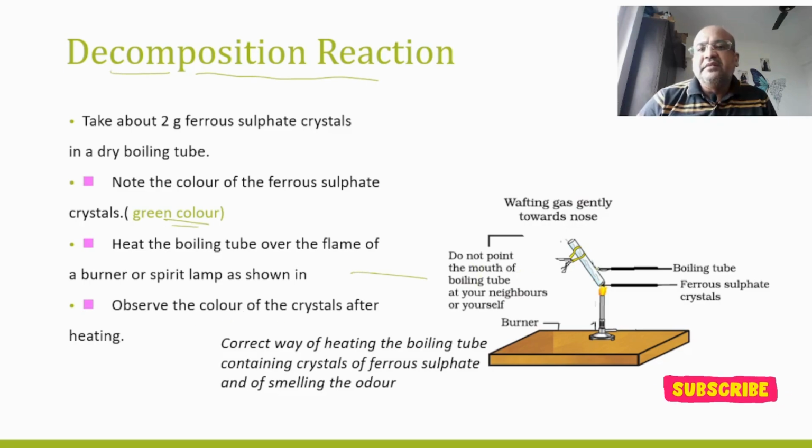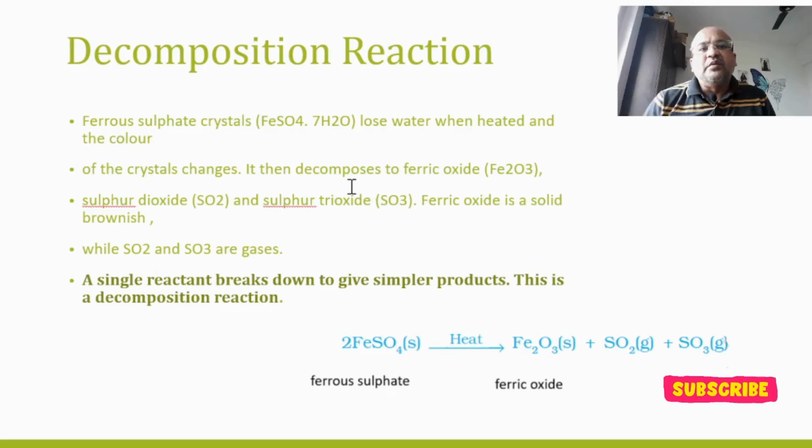You need to heat it, and what will happen? Some gases will come out, and there will be a change in the color. So this is the correct way of heating a boiling tube containing crystals of ferrous sulfate and smelling the odor. We need not smell it directly. So this is how we need to do the experiment. Now let's see how the experiment goes.